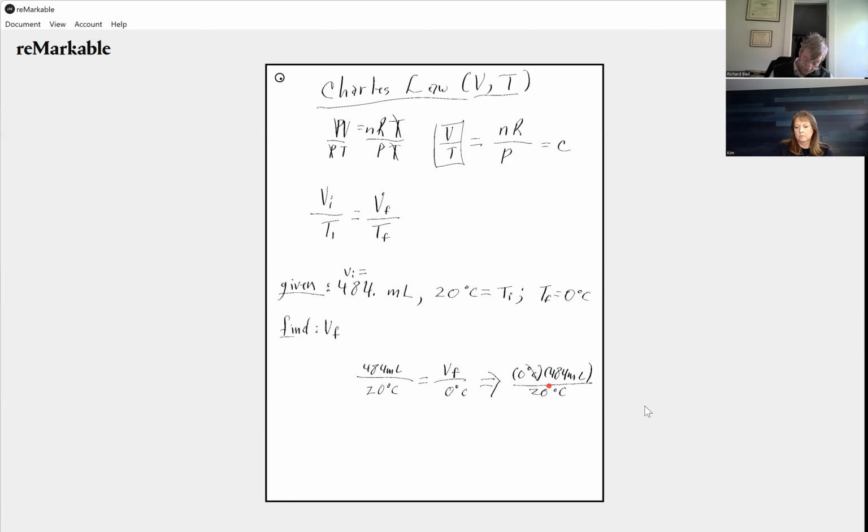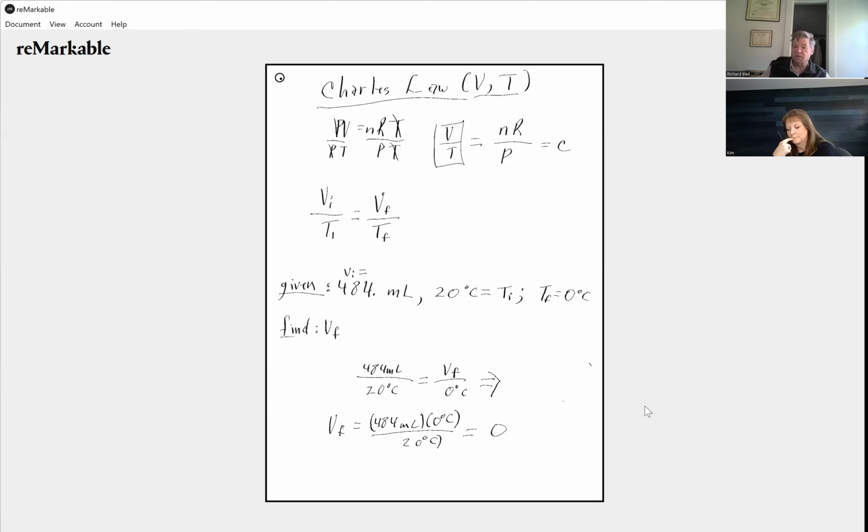Our degrees Celsius cancel. Wait a minute, I did that wrong, didn't I? I did that wrong. No, I didn't. I did it right. And we got our final answer of 0 milliliters. That means that in our freezer, the gas disappears completely. Is that reasonable? Well, of course that's not reasonable.